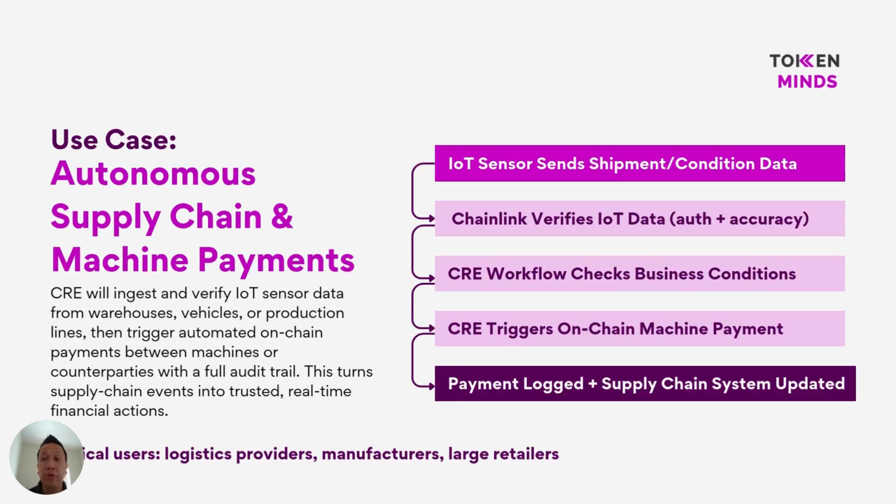In supply chain environments, CRE can ingest and verify IoT sensor data from warehouses, vehicles, or production lines. Once the data is verified, CRE workflows can automatically trigger on-chain machine payments or financial actions. Every step is logged, creating a trusted audit trail that connects physical events to financial settlement in real time.